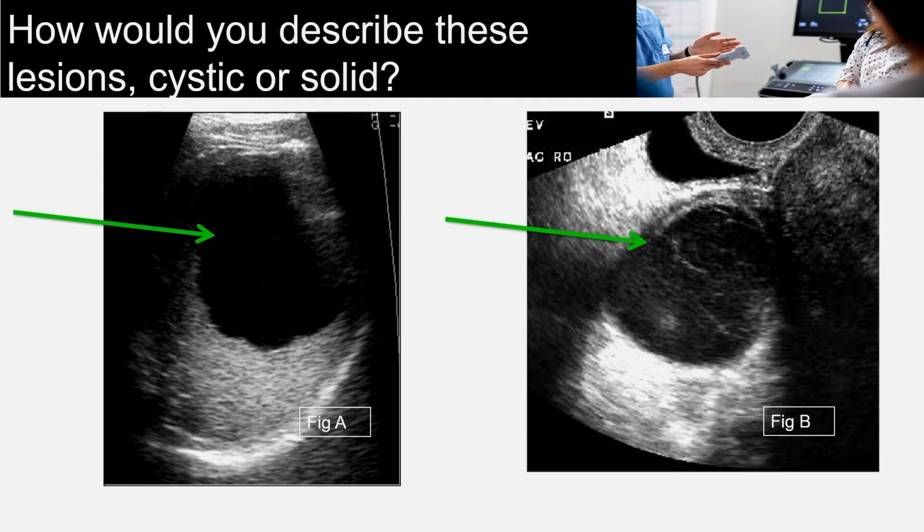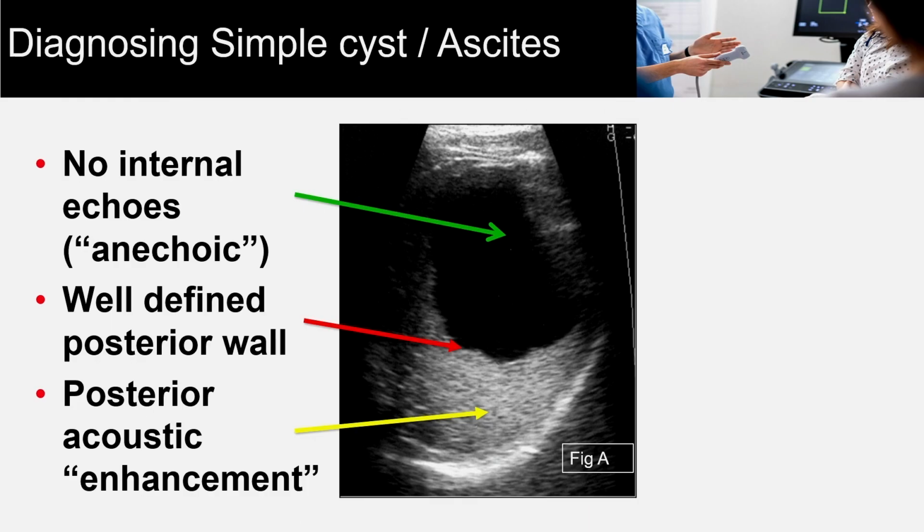So let's do a little bit of testing. How would you describe these lesions? Are they cystic lesions in the liver, or are they solid lesions in the liver in figure A and figure B? And I want you to take 5, 4, 3, 2, and 1. And if you said that they're both cysts, that the one on the left is a simple cyst, I completely agree with you. And if you said the right is a cyst, but it's a complex cyst, I also completely agree with you. Let's look at them.